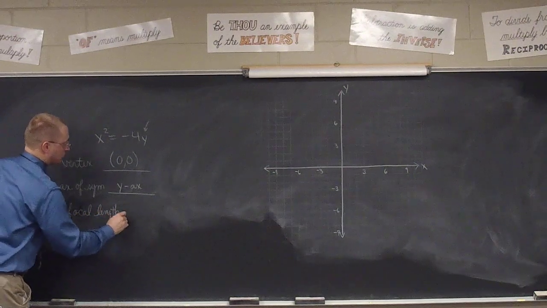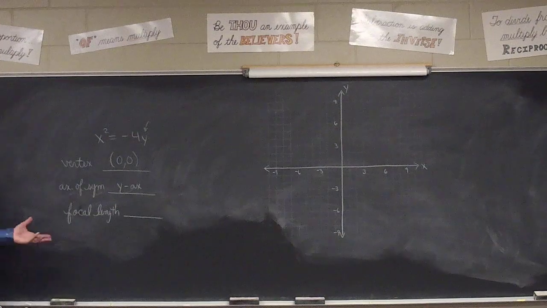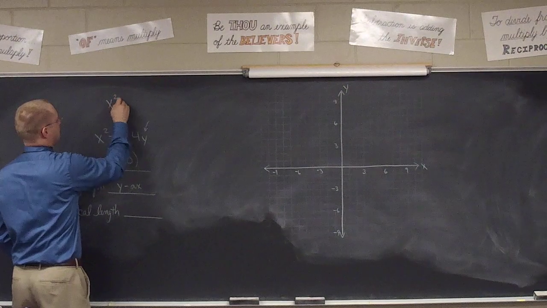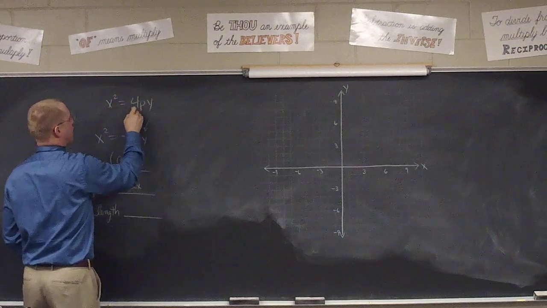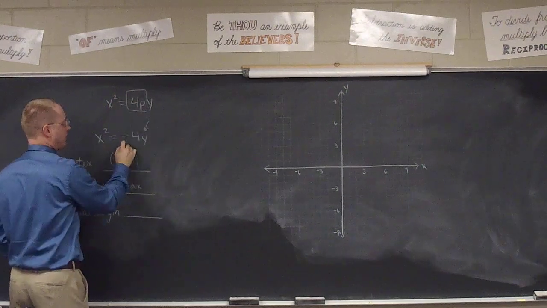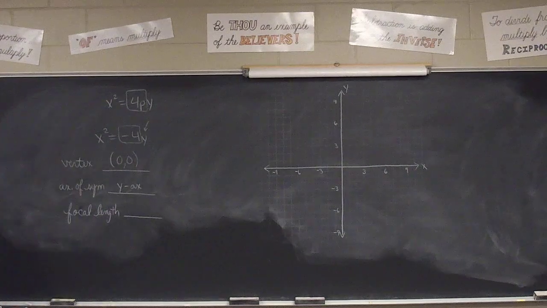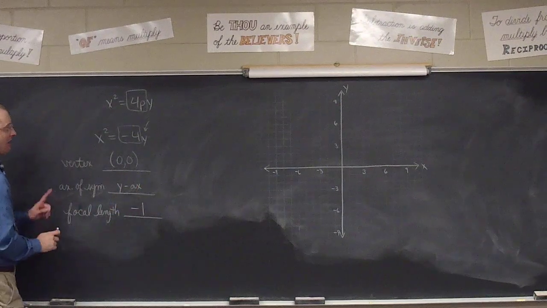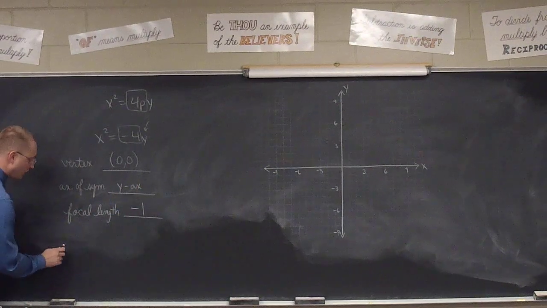Remember, the focal length is represented by the seemingly random letter p. I mean, listen, focal length, p makes a lot of sense, right? Well, remember, the form here is x squared equals 4py. The coefficient of the non-squared variable is the 4p. So what is p? What is the focal length? Negative 1. And then the last thing we need to know is how long is the latus rectum?